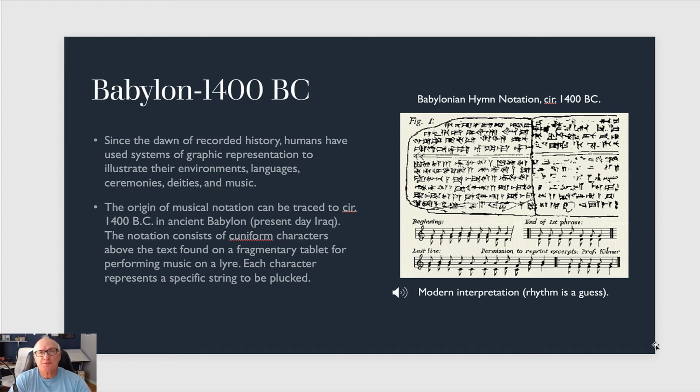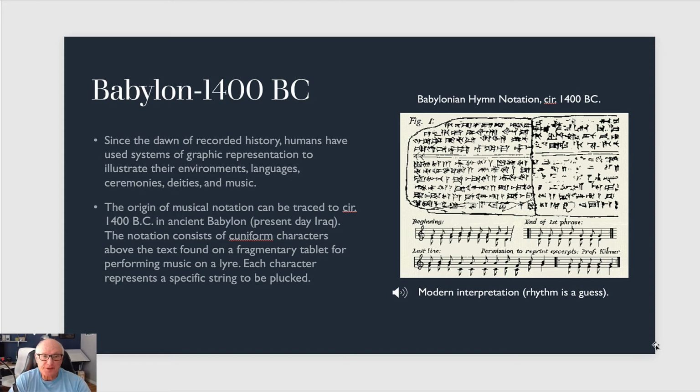We can trace most of our music notation back to Babylon around 1400 BC. Since the dawn of recorded history, humans have used symbols of graphic representation to illustrate the environment, animals, languages, ceremonies, deities, and music.